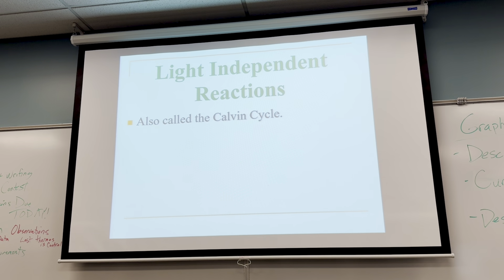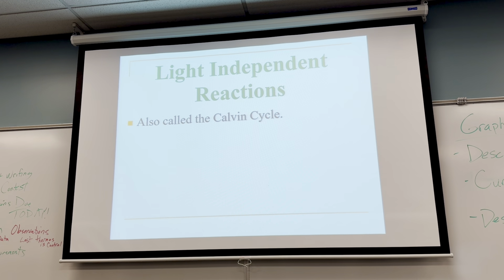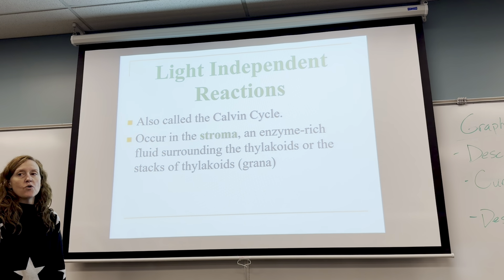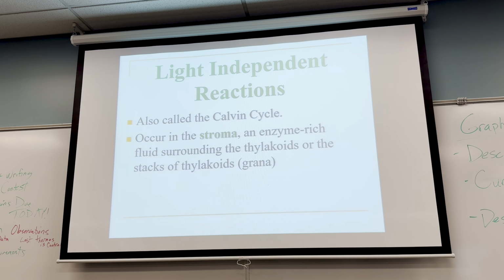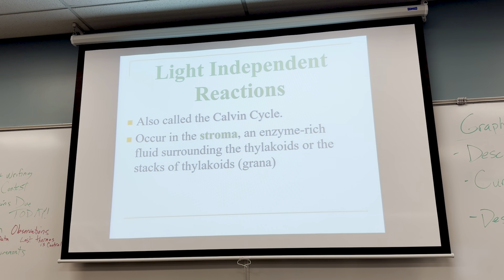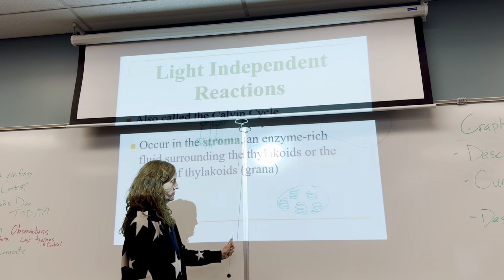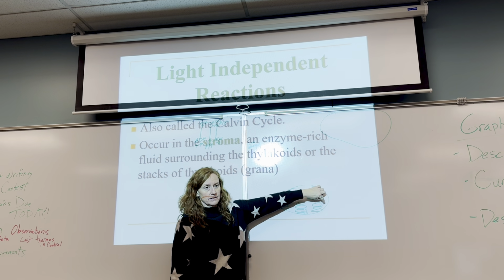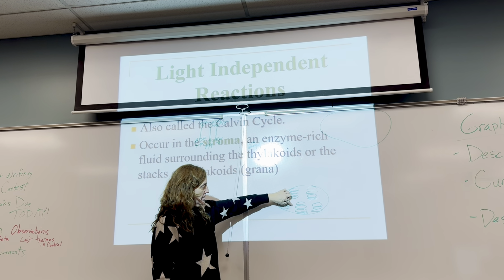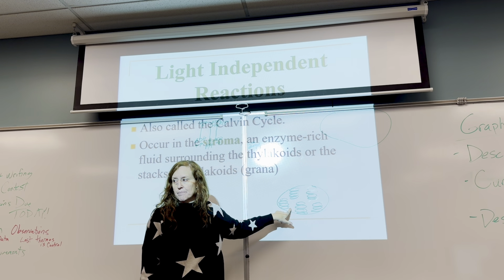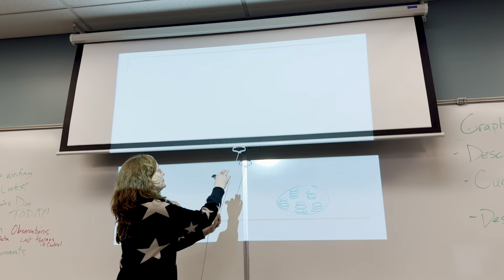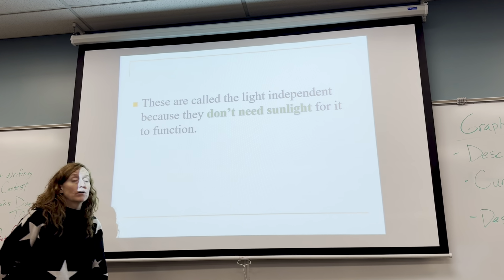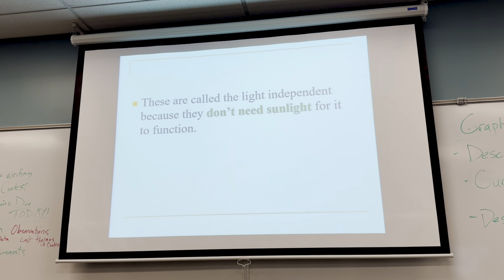So light-independent reactions is also called the Calvin cycle, the Calvin-Benson cycle, the C3 cycle. They occur in the stroma, the liquidy, gooey medium that surrounds the thylakoids. So all of this in here, just outside of the thylakoids, that's the stroma. That's where these are happening. They're called light independent because they don't need sunlight. They can happen in the sunlight, but they don't need it.